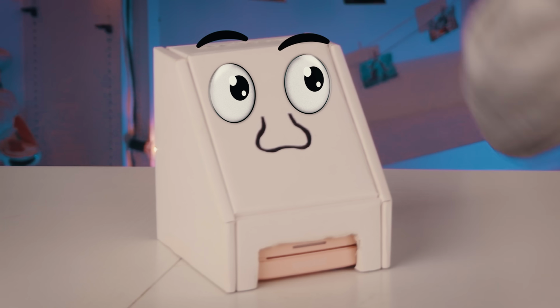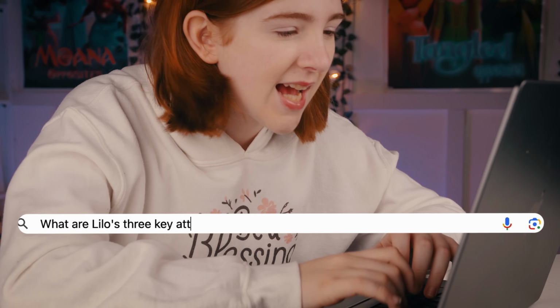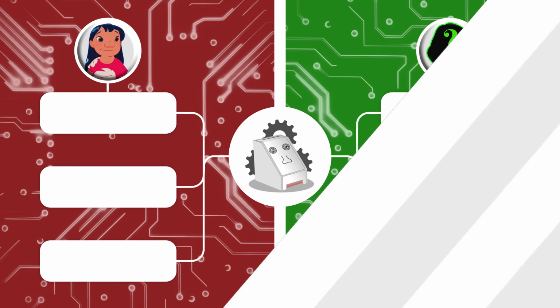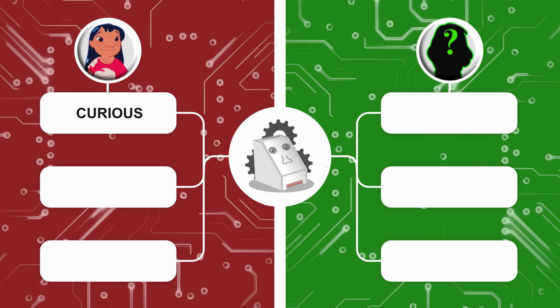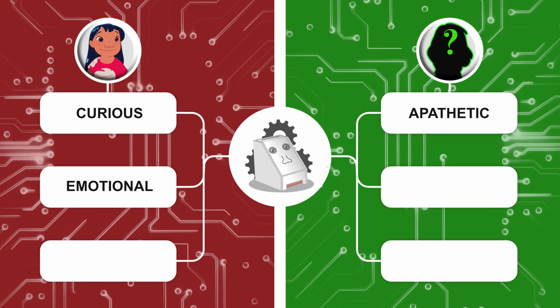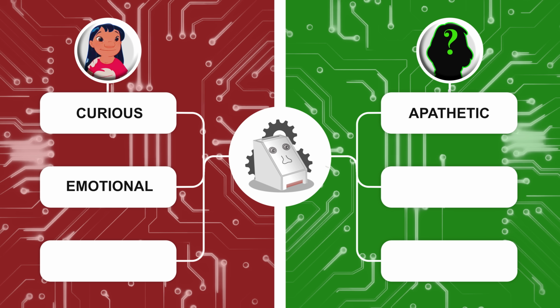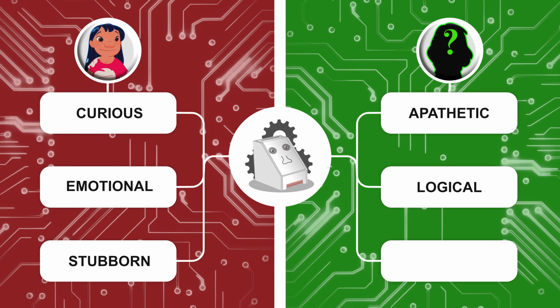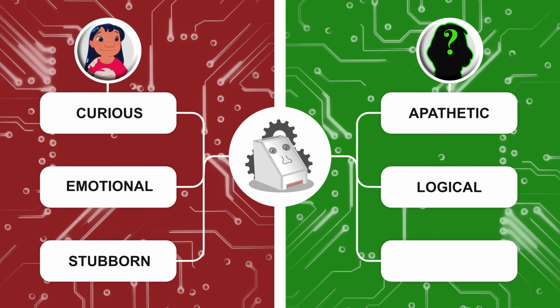First, I'll need to ask my art robot Craig for Lilo's 3 key attributes and key colors. Okay, Craig, what are Lilo's 3 key attributes and key colors? Lilo's first key attribute is curious, and the opposite of curious is apathetic. Her second is emotional, and the opposite of emotional is logical. Her third is stubborn, and the opposite of stubborn is obedient.